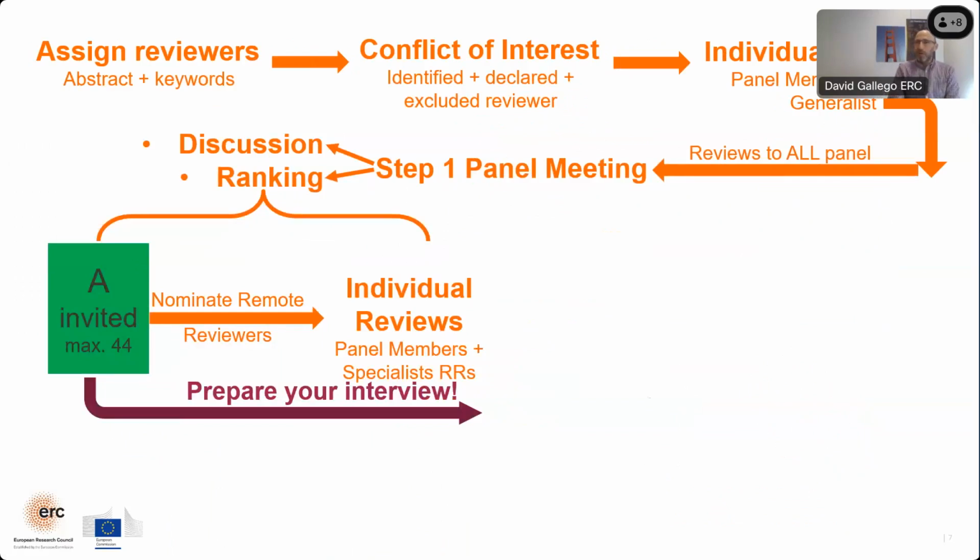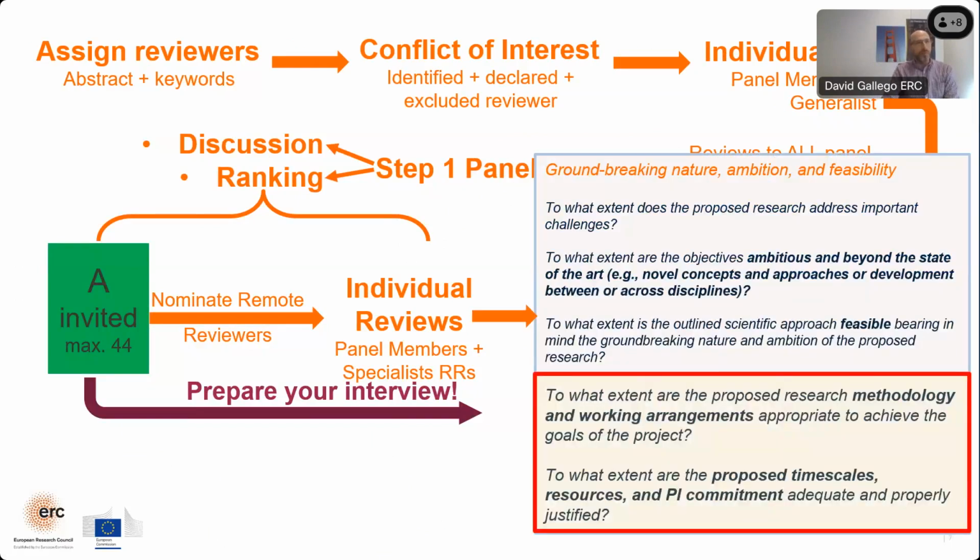Once you have done all your homework and we have received all the individual reviews, I have to mention the questions for step 2 are basically the same. So the remote reviewers will also have to reply to the same questions as for step 1. And there are only 2 new questions proposed for step 2, which are methodology, working arrangement and timescale, and resources, team. So anything that is really related to the scientific program, to the distribution of your tasks and the progress of your research.